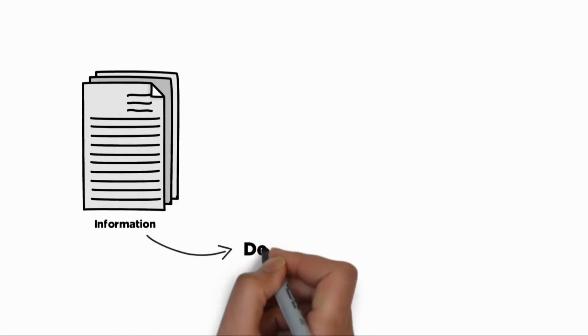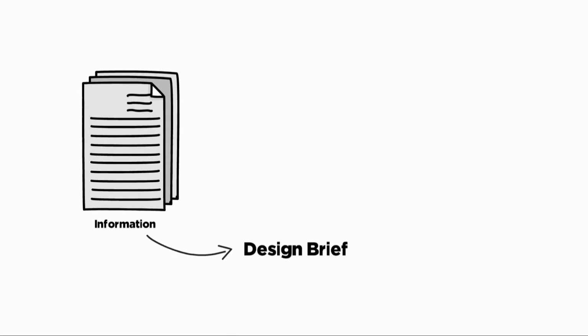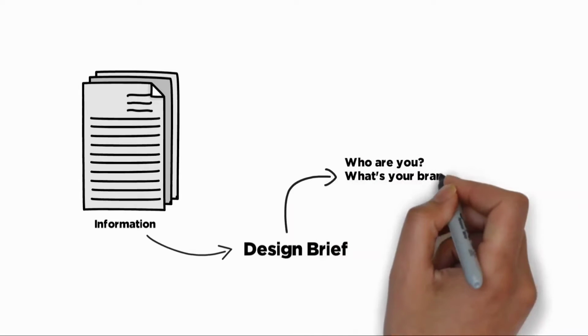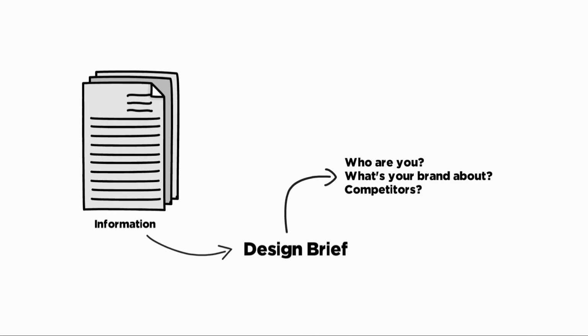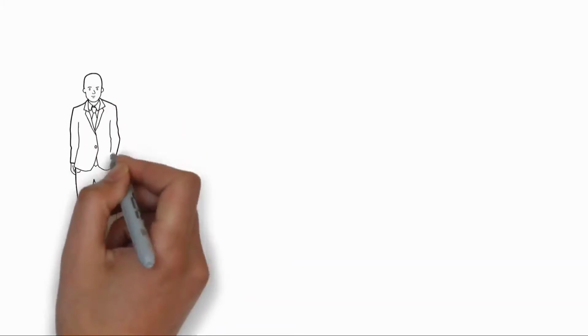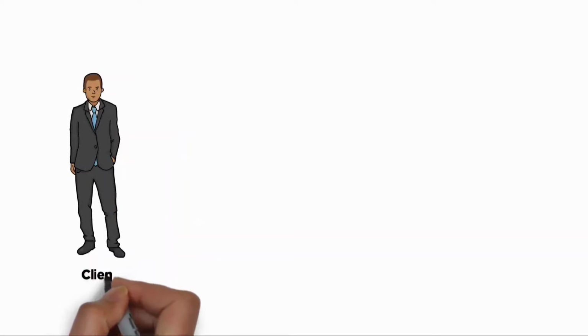To start the deep thinking process, you will have to collect a lot of information from the client. This can be easily done by creating a design brief. It's a basic document with a set of thoughtful questions regarding the client's brand. I will leave links in the description to some articles that will help you explain how a design brief should look like. To better understand this, let's take a client as an example.